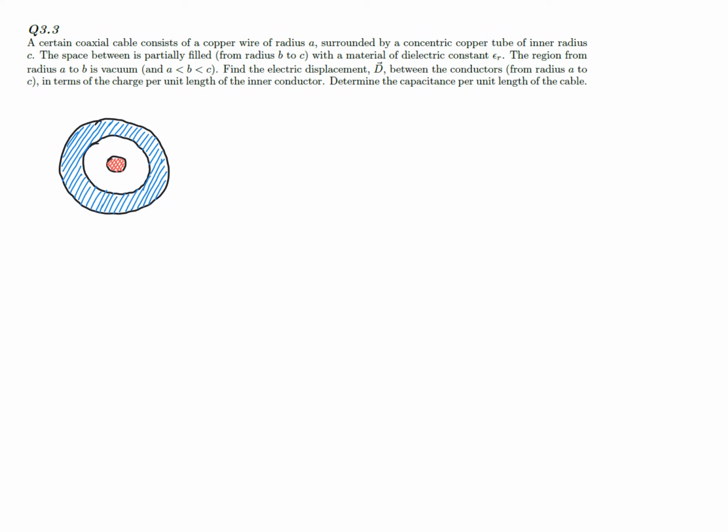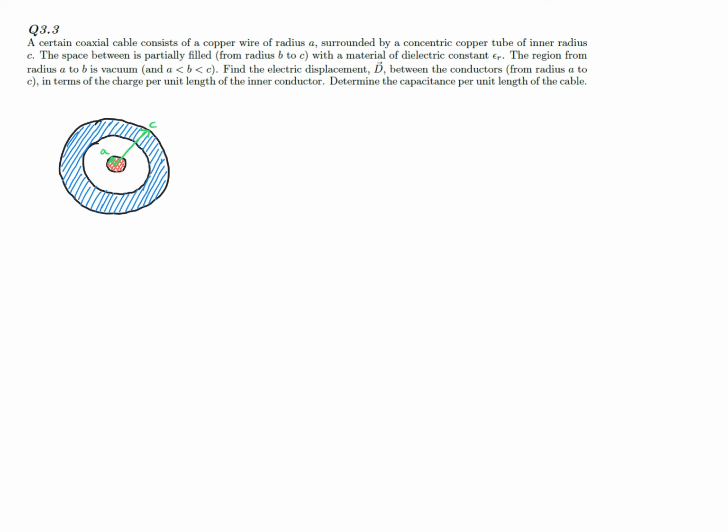Okay, so let's consider question 3. It's about a coaxial cable, and I've taken the liberty of sketching it here. It says in the question, a certain coaxial cable consists of a copper wire of radius A, and that's this thing in the middle here, and I'll just draw on this radius A here. And it's surrounded by a concentric copper tube of inner radius C. So this is the outer radius here, radius C.